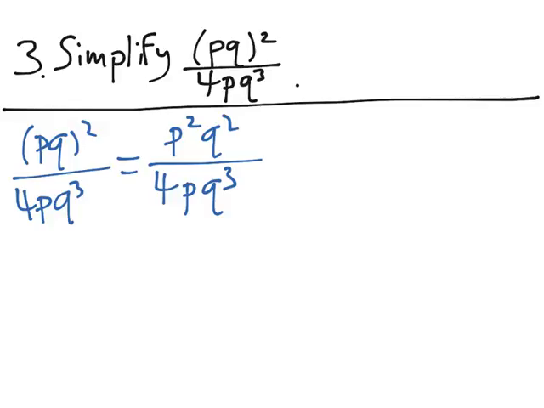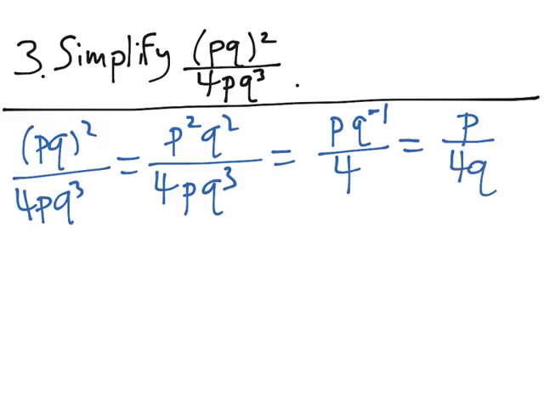Now dividing powers of something is equivalent to subtracting their exponents, so we'll get just p in the numerator, since 2 minus 1 is 1. And then we'll have q to the power minus 1, since 2 minus 3 equals minus 1. And then this divided by 4. But we know that q to the minus 1 just means 1 over q, so we can rewrite this as p over 4q. And that's our final answer.